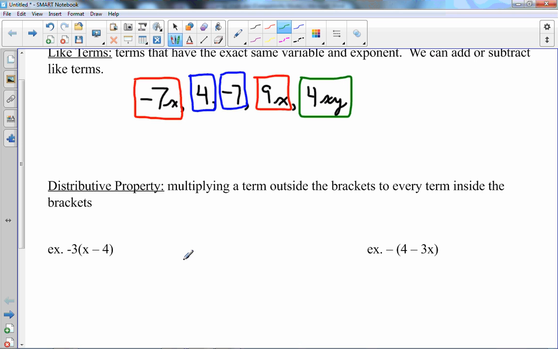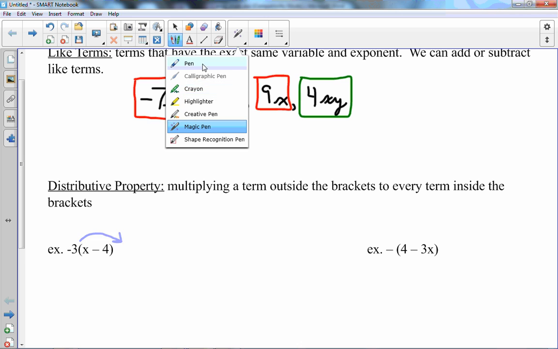The next thing I need you to recall from grade 9 is something called the distributive property. And the distributive property is when you're multiplying a term outside the brackets to every term inside the brackets. What I like to do is think of this like a dealer at a poker table. The dealer can only deal cards to the people that are sitting at the poker table. So this negative 3 can only multiply terms that are inside these round brackets here. If there was another term outside over here, let's say plus 7, this negative 3 would not multiply this 7. It can only multiply the terms that are inside the brackets.